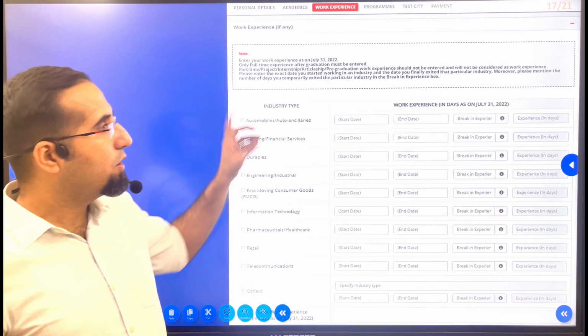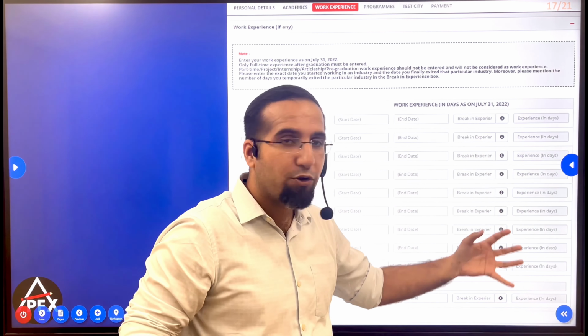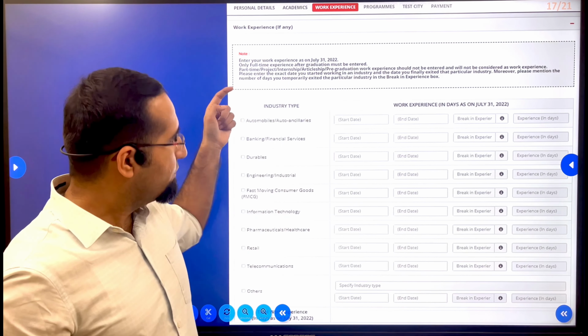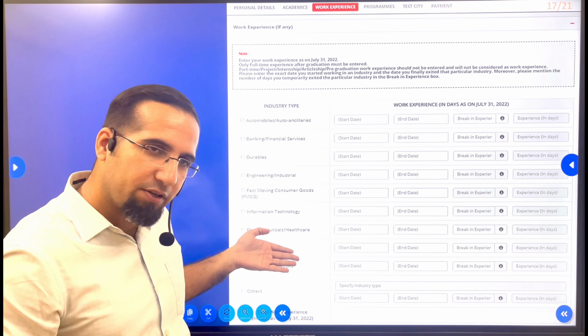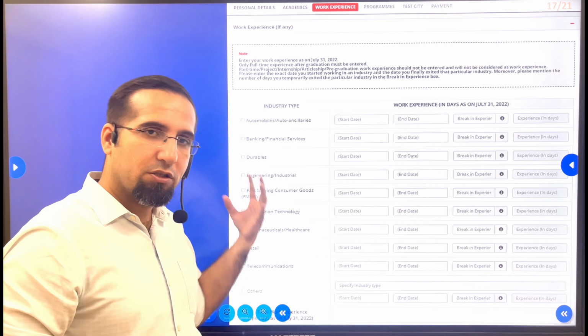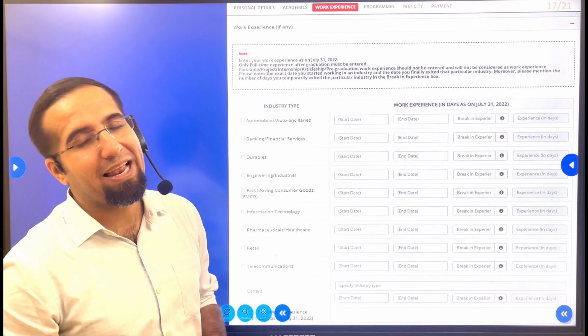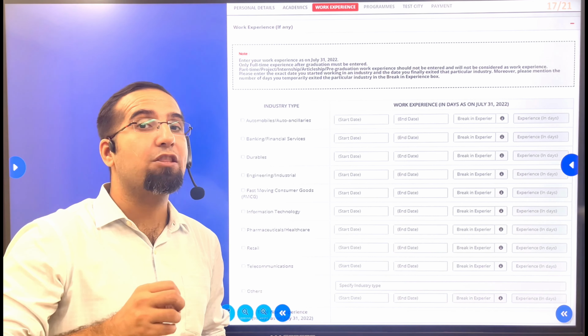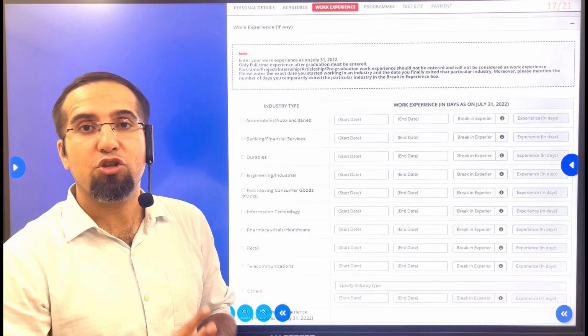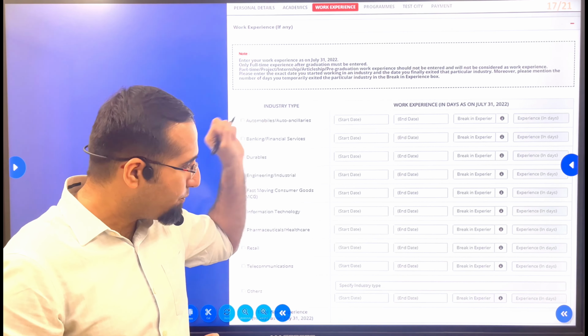Be very clear how many days of break you have. You have to fill in which sector you are in. If your sector is not mentioned here, click on others and proceed with filling up the form. And I repeat, please calculate work experience as on July 31st, 2022. It's very important.